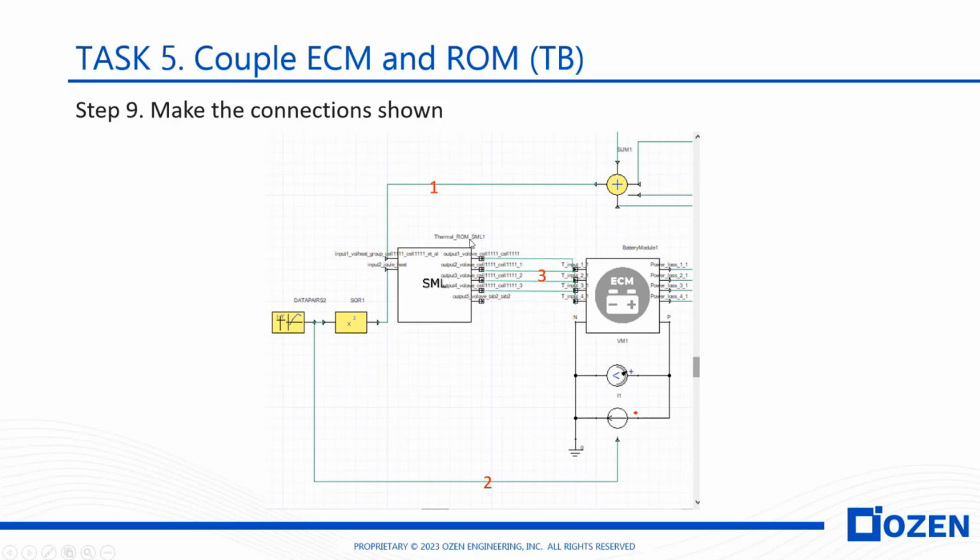So now, if we were to look at our RAM model, the two inputs are defined. One is controlled by data pairs 2, and the other is controlled by the information that comes from ECM. And the temperature information out of the 4 cells, out of our RAM model, are tied back into the ECM model. So essentially, hooking these up using the steps 1, 2, and 3, we have now made the connections and coupled the two separate models.